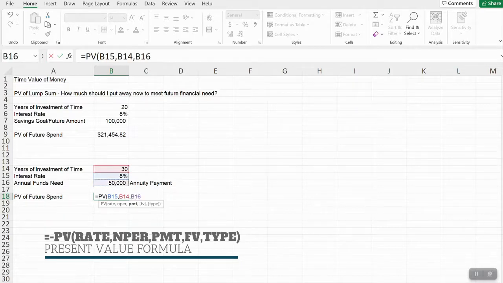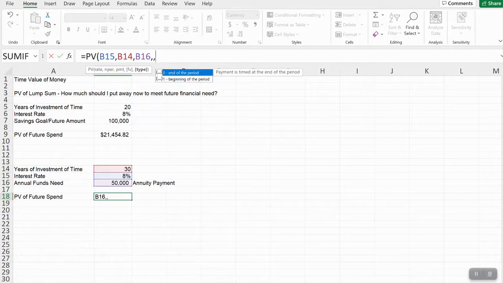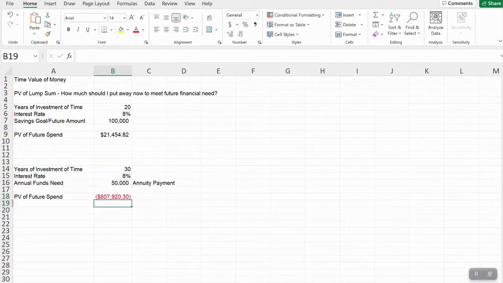I don't have a future value. My future value is using that 50,000 every year. So then I'm going to skip my future value, and for type I'm going to say 1. I'm going to say beginning of the period, and the reason I'm doing that is because I probably need that 50,000 at the beginning of each year. So I'm going to make that 1.